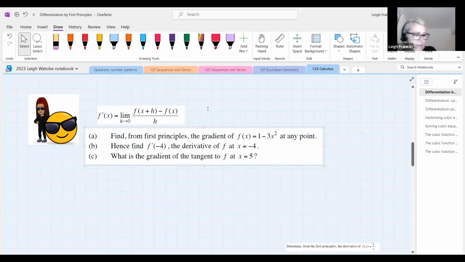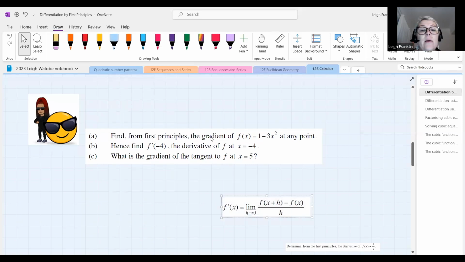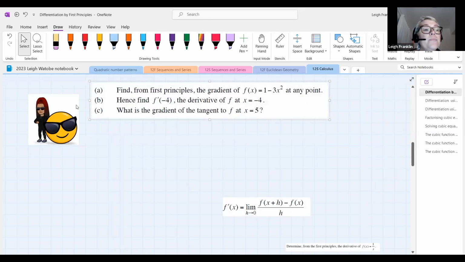Oh, where's my pen gone? Oh, there it is. Okay, this is how I like to set it out. Let's just move that out the way. Move this up here.